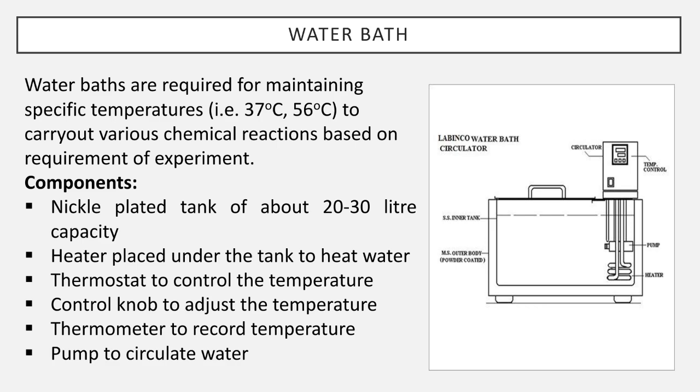So, water baths are required for maintaining specific temperatures like 37 degrees centigrade, 56 centigrade, to carry out various chemical reactions based on the requirement of the experiment. The components of a water bath are a nickel plated tank of about 20 to 30 liters capacity, which contains the water, and a heater which is placed under the tank to heat the water, and a thermostat which controls the temperature, and control knobs to adjust the temperature, and a thermometer to record the temperature, and a pump which is used to circulate the water for even distribution of heat in the water.